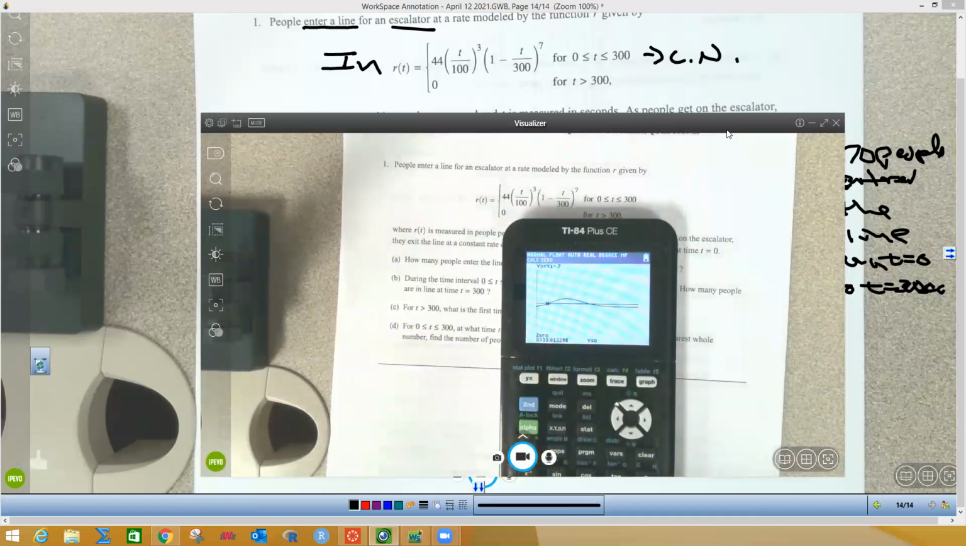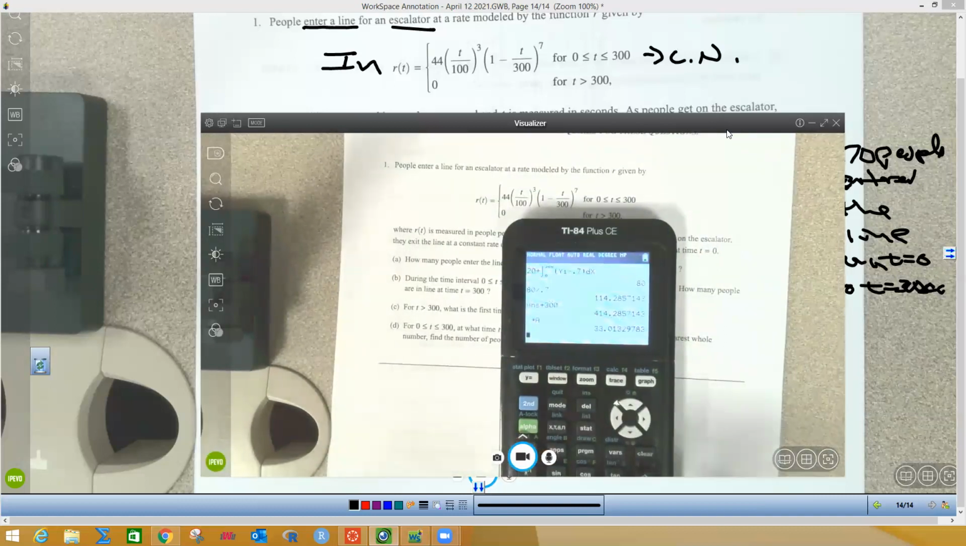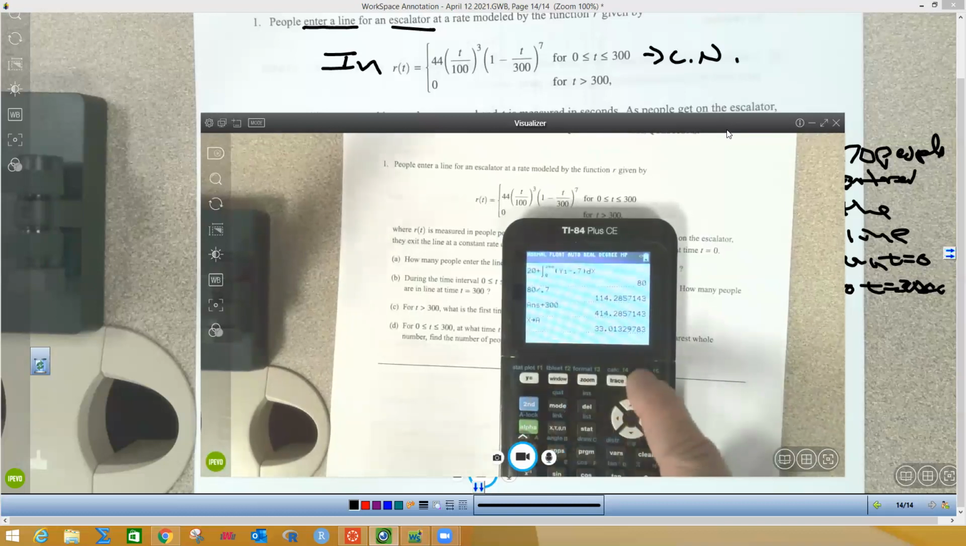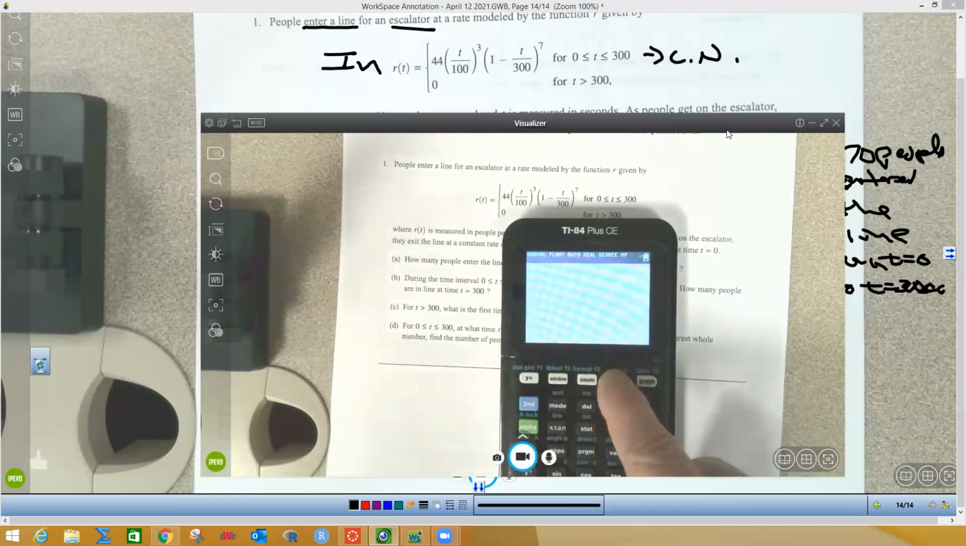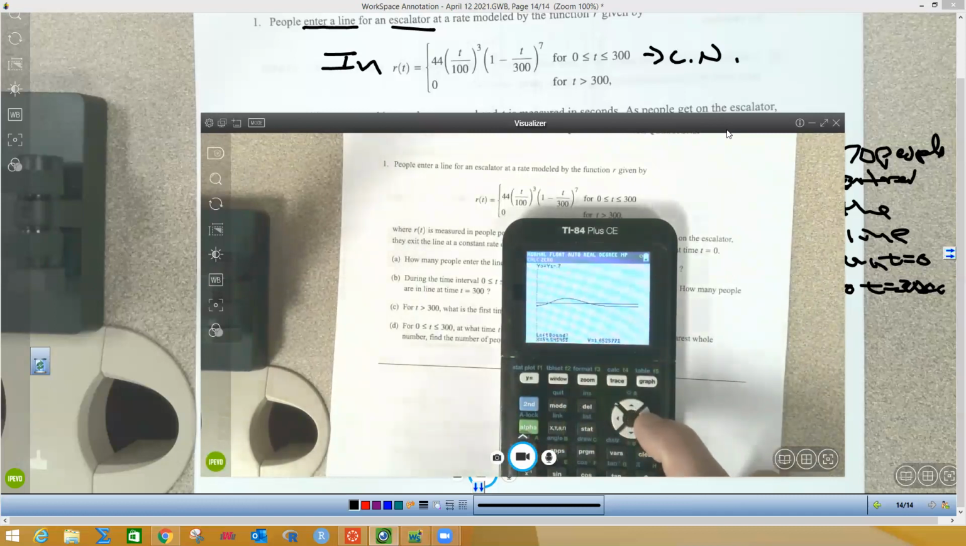So I'm going to hit second, quit, and then I'm going to hit store X. So I hit X, and then I hit store. I'm going to hit that in alpha A because I'm going to need that number later. So that's one critical number, and then I'm going to do the other one. So I'm going to hit second, calc 2 again, and I'm going to come over here and find the other critical number.